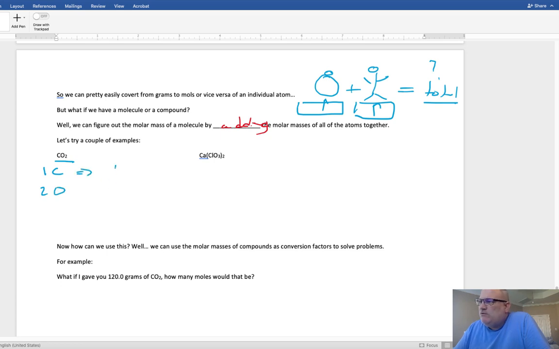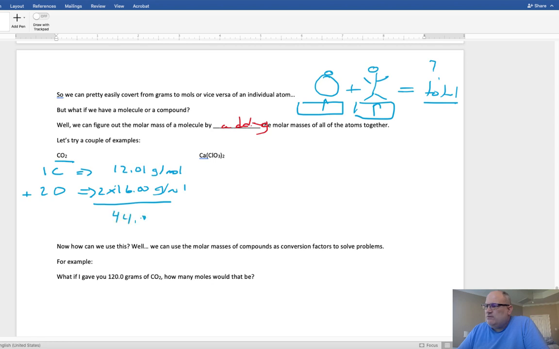Well, each carbon is 12.01 grams per mole. Remember, the units for molar mass are grams per mole. Each oxygen is, let's put an arrow here to be uniform, 16.00 grams per mole. Well, don't we have 2 of those though? So we have to multiply the oxygen number by 2. And then we just add them together. So these both have to be added. And if I add these all together, I end up with 44.01 grams per mole. That is the molar mass for carbon dioxide.